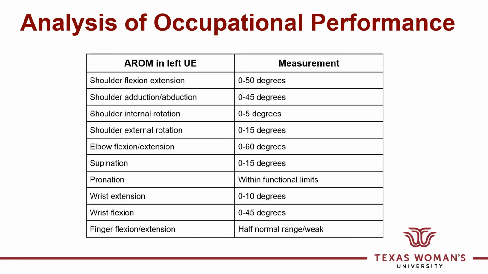These are the following measurements of his active range of motion in his left upper extremity. These measurements will be taken throughout the treatment process to track Frank's progress. What we see here is limited range of motion in his shoulder, elbow, and wrist. We also see the preservation of pronation and finger range of motion that we can use to our advantage during treatment sessions.